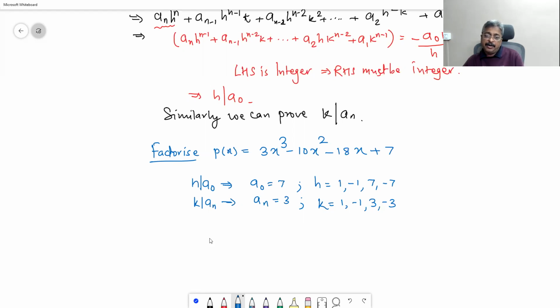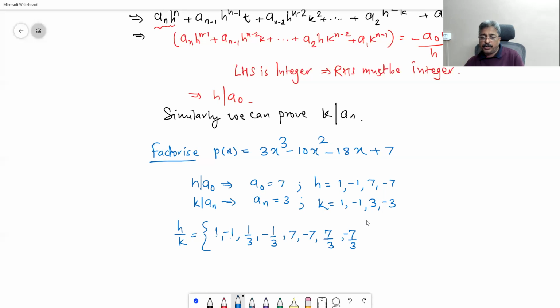So if we try to find all values of h upon k: 1 upon 1, that is 1, 1 upon -1, that is -1, 1 upon 3, 1 upon -3. Now if I take 1 and permute all these, then I need not permute -1 because it is one and the same. -1 upon 1 is -1, -1 upon -1 is 1, -1 upon 3 is -1 by 3, so it is done. 7 upon 1, so 7, 7 upon -1, so -7, 7 upon 3, 7 upon -3.